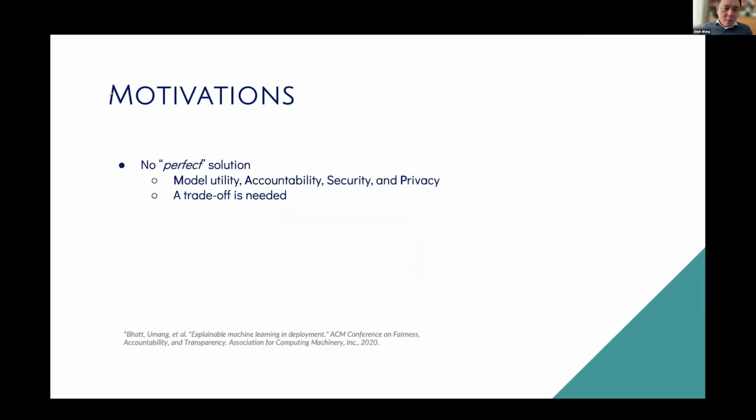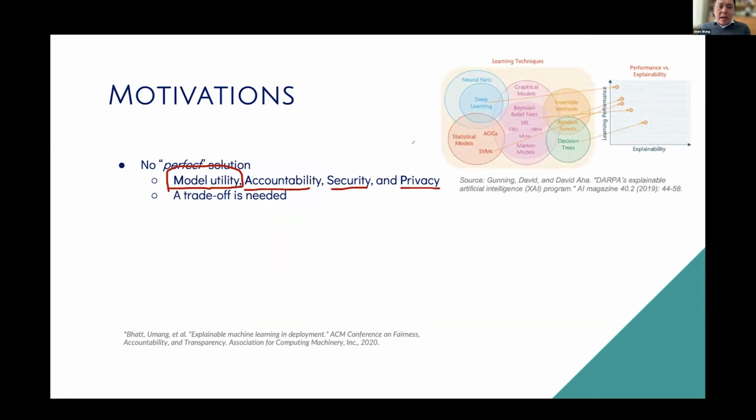Okay, so motivations. As most of us may be aware, AI solutions recently have focused too much on increasing the model utility, which is the accuracy of the model, while ignoring accountability, security, and privacy. Ideally we want to propose a solution that can achieve perfect effectiveness on all of these 4 aspects, but practically we need to make a trade-off among them. As shown here, for example, the explainability of AI models decreases if we want a very powerful model.